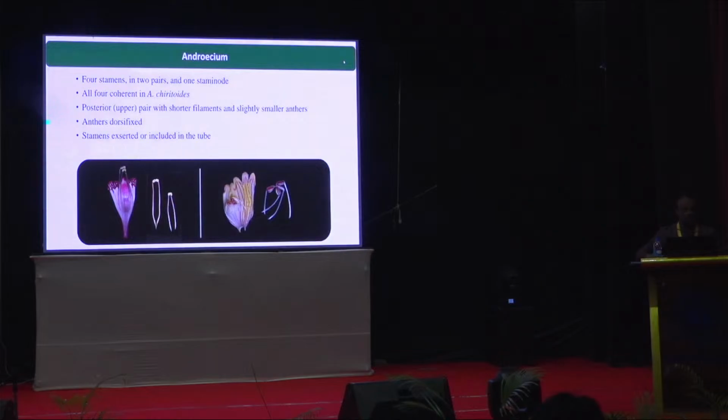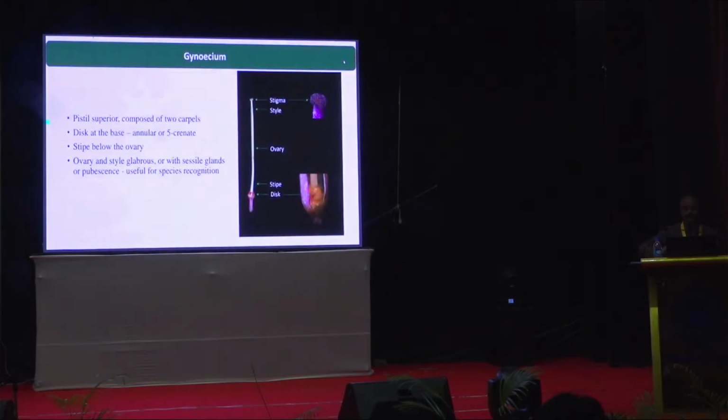So the 2+2 are fused in the top level. That's the case of the Chirita-type (chiritoids). Now let us look at the gynoecium. This is still superior, composed of 2 carpels. And again, this is a very interesting feature.